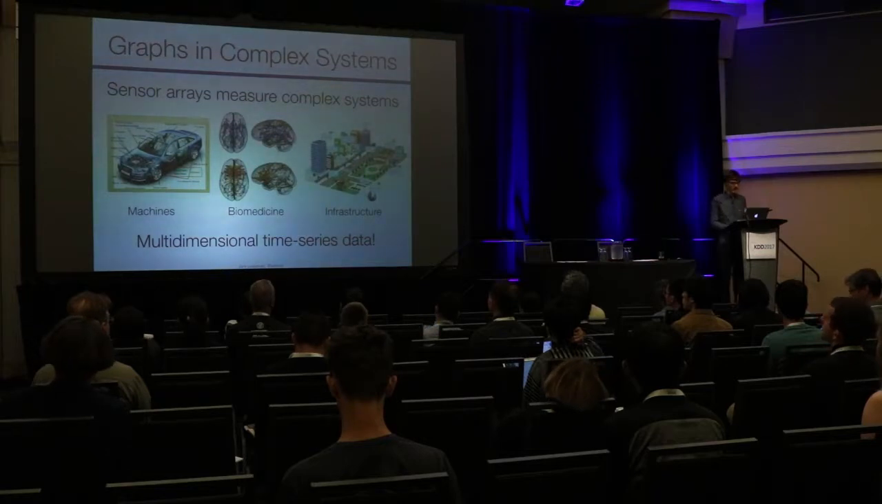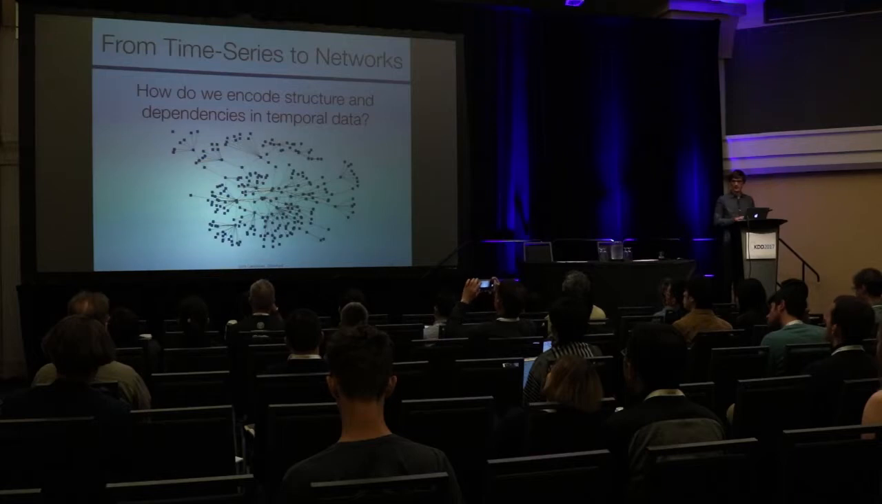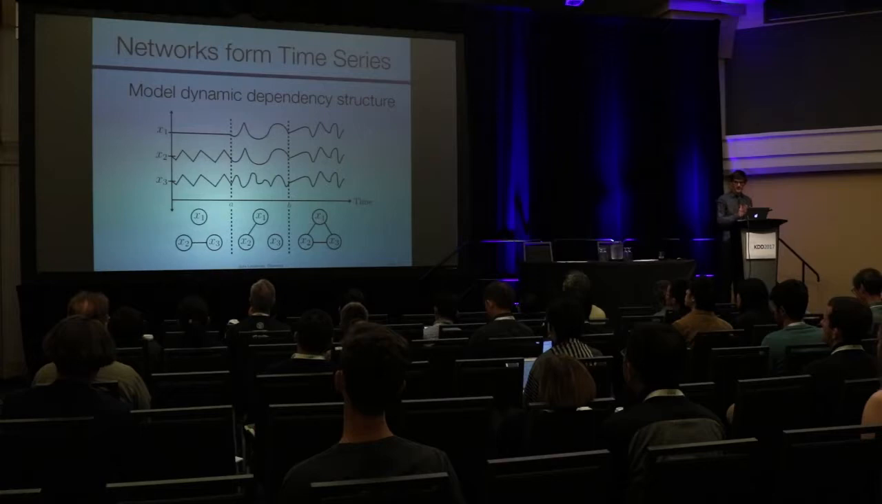And the way you can encode structure is to encode it with networks, right? So the idea is, can I encode structure and dependencies in temporal data through taking sensors as nodes and somehow having two sensors be connected if they are related, okay? So what do we do? The idea is relatively simple.